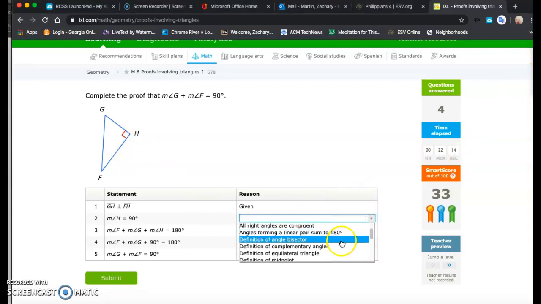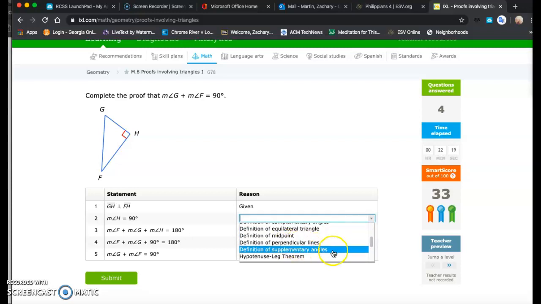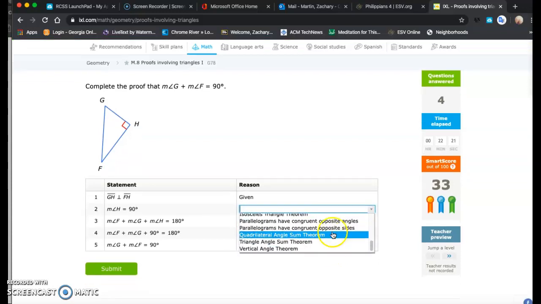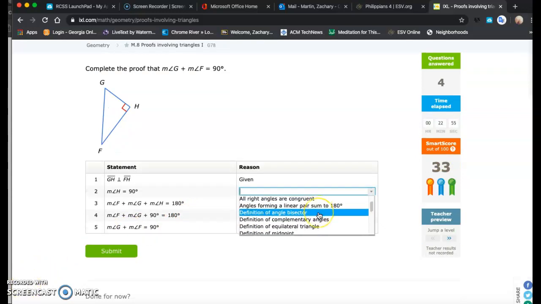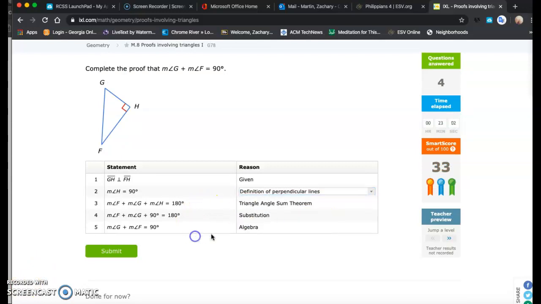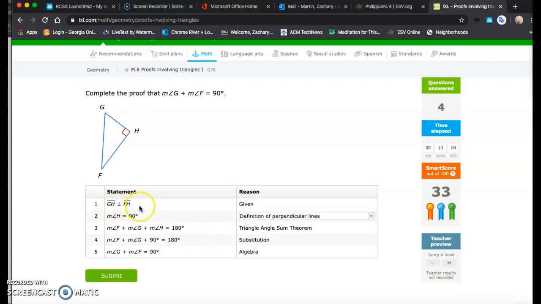Well, why? Well, that sounds a lot like the definition of a right angle. Let's see what we got here. Definition of perpendicular lines. Let's see what other, got a lot of reasons in here, so I recommend looking through these. I'm going to look through all of them real quick just to make sure that we hopefully pick the right one. All right, the best one I see in here is the definition of perpendicular lines, and that goes in line with the fact that they gave us perpendicular segments, and then we're saying that one of the angles created by those perpendicular segments equals 90 degrees.